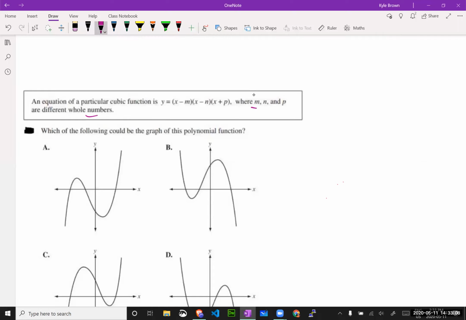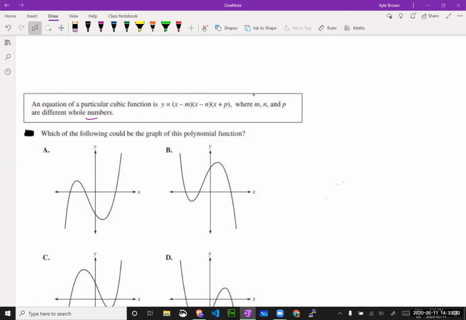That's because there's 1, 2, 3 terms there, right? So if you expanded this thing all out, then you're going to end up with something at the beginning of x to the power of 3, and then a bunch of other stuff going on too, right? But in the end, it's a cubic function. So I know it's going to be one of these squiggly guys. They're all squiggly, so that doesn't really narrow it down for me. But I also know that this thing, well, x minus m.